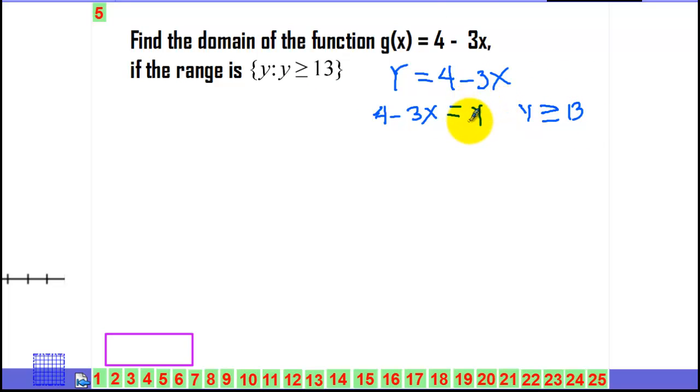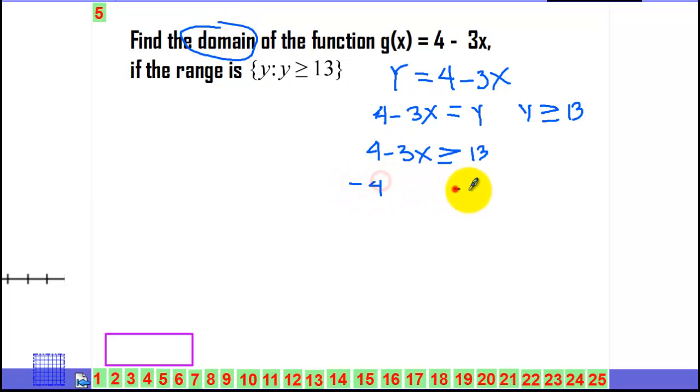Now I want my y to the right side of the equation, so that we can see the connection between 4 minus 3x and the greater than or equal to 13. Using our transitive property, 4 minus 3x is equal to y, but y is greater than or equal to 13. So we can say that 4 minus 3x is greater than or equal to 13. Just solve for x, and then that will be the domain of our function.